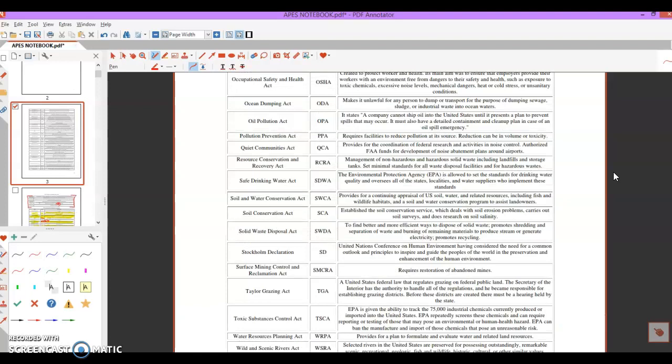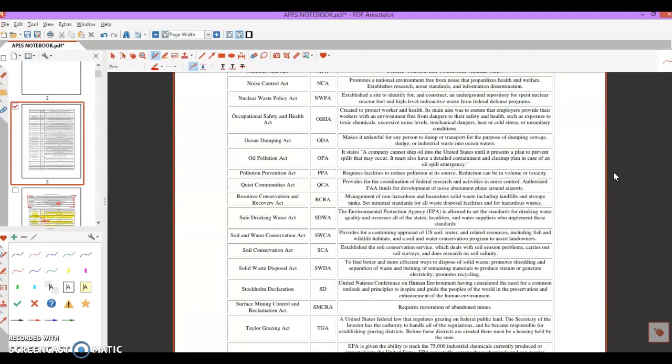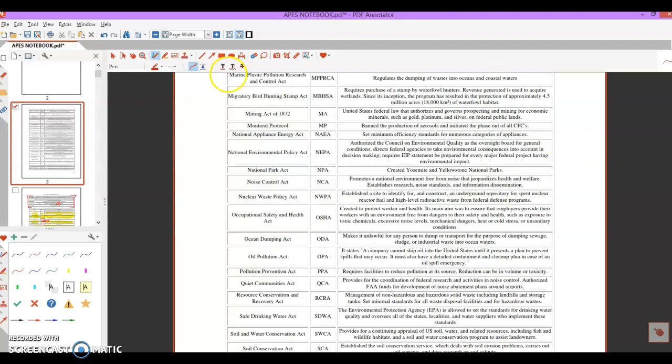Okay. So our next one is the Montreal Protocol, and this is another one that's going to be focused on climate change. The Montreal Protocol banned the production of aerosols and is phasing out CFCs. So CFCs are bad for the environment because they destroy the ozone. And we're still trying to reduce the size of the hole in our ozone layer right now. So that's why those are regulated.